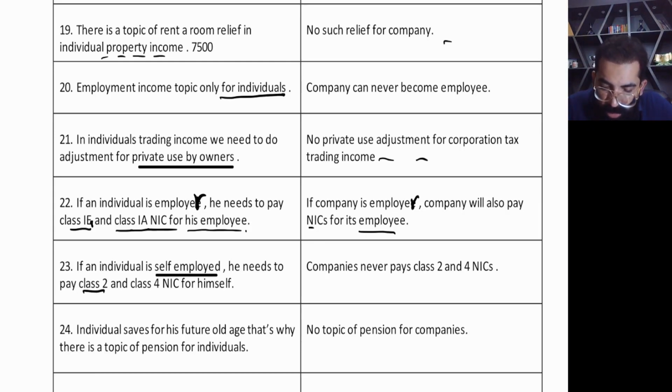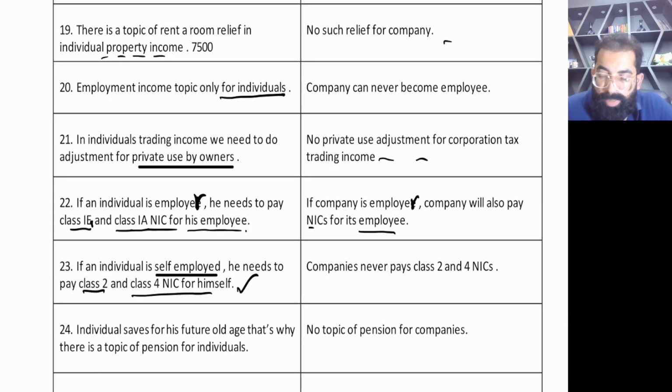self-employed, he needs to pay class 2 and class 4 NIC for himself, but a company never pays class 2 and class 4, because a company is not a human being. A company will never get old or sick, so a company will never claim benefits from the government. So class 2 and class 4 NICs are always only paid by individuals, individual self-employed owners, not by companies.